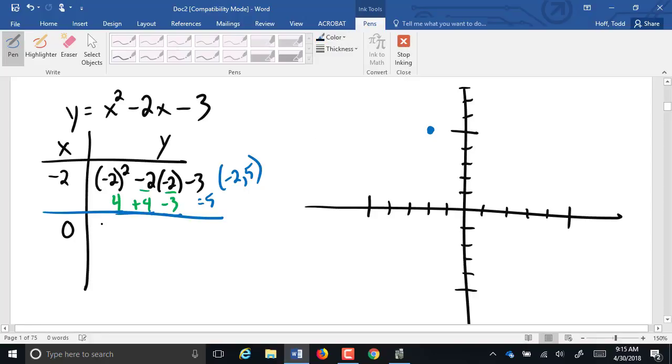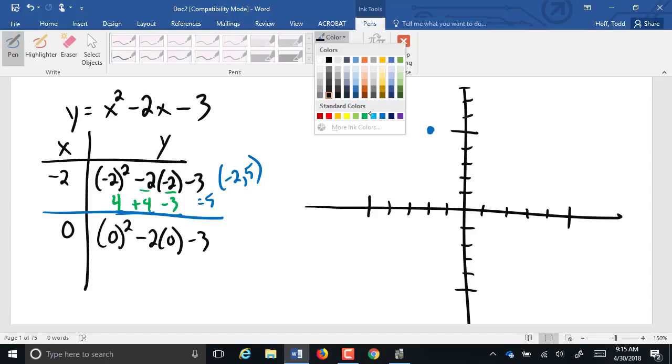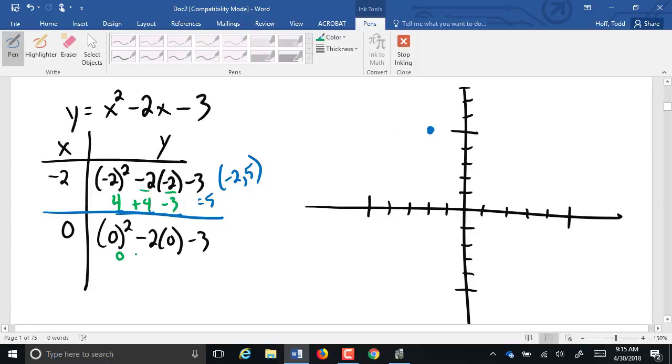Let's try x equals 0. We've got 0 squared minus 2 times 0 minus 3. What is 0 squared? 0. Negative 2 times 0? 0. Well, 0 plus 0 is 0 minus 3? Negative 3. So when x is 0, y is negative 3. So 0, negative 3 is right there.